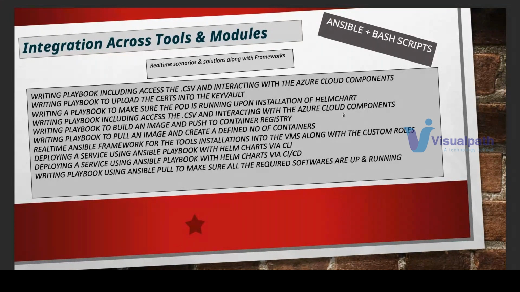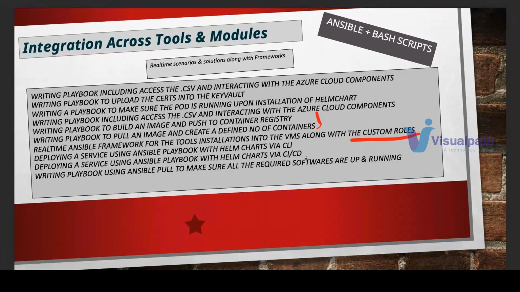A playbook to build an image and push to a container registry. How? A playbook to pull an image and create a different number of containers. There is a proper use case for this one, team. And a real-time Ansible framework for the tools installations into a VM along with custom roles. I told you the Ansible roles and Ansible playbook integration will happen here. And how you can deploy a service by using an Ansible playbook with a Helm chart via CLI, and the same thing, deploying a service using an Ansible playbook with a Helm chart via CI/CD. These two things you will see.